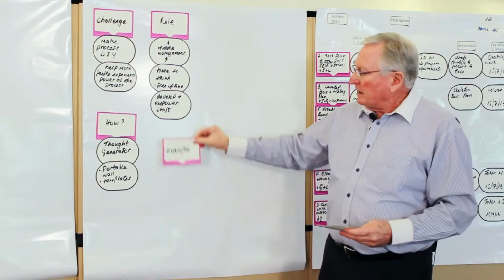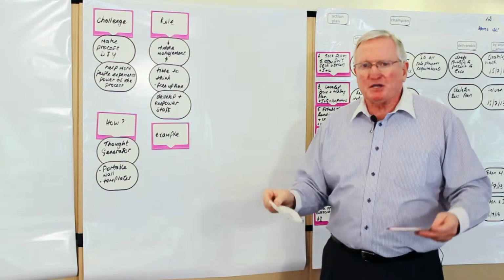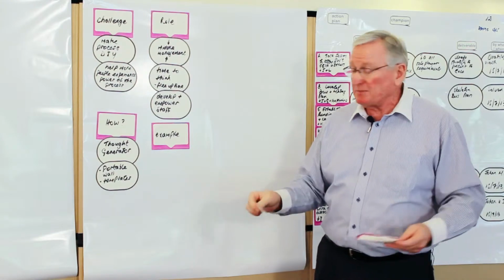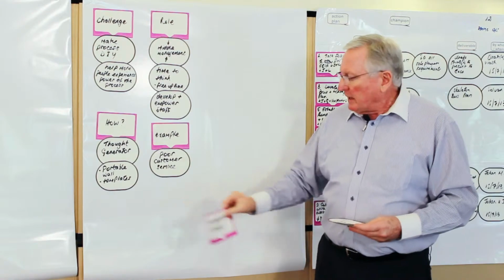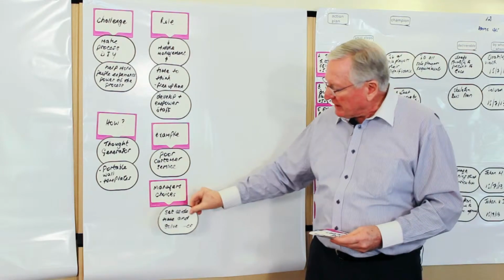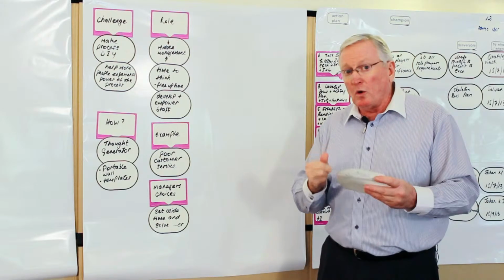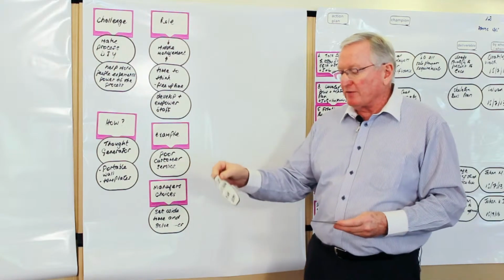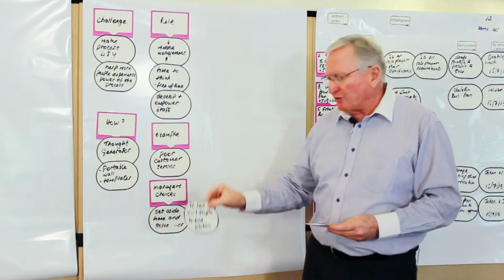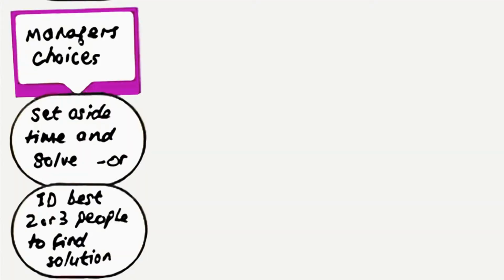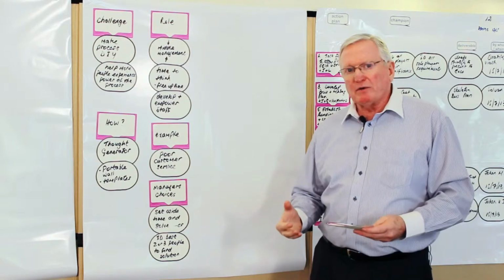For example, let's assume that we as a business are starting to experience a deterioration in customer service. So customer service is starting to slip. The manager has now got a couple of choices. The manager can either say, I'm going to have to set aside time and solve this problem, or the manager can say to himself, who are the best 2 or 3 people who could help me find a solution in that area? And that's really what we're saying the thought generator should do.